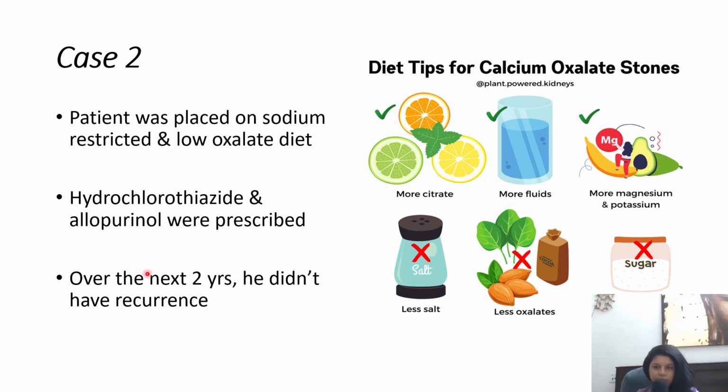If you know, they are mainly diuretics to pass more water or more urine, so that the constituents and stones can be flushed out of the body. And over the next 2 years, after he took all these dietary tips, he was totally normal and he didn't have any recurrence. So, you know, the cause is there somewhere here.